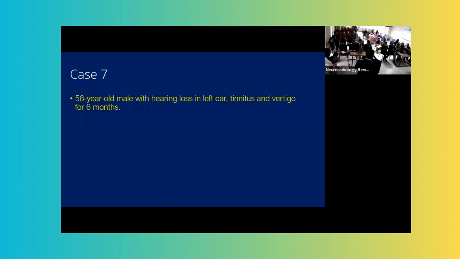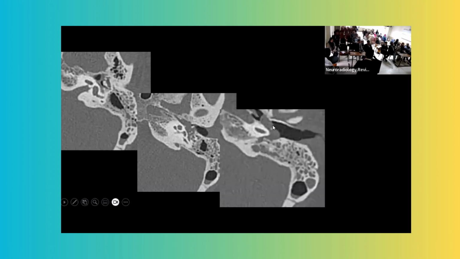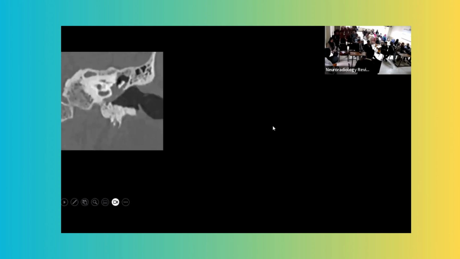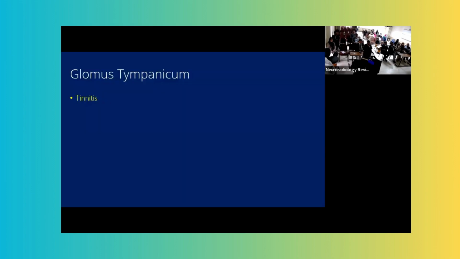Next case is a 58 years old female with hearing loss in the left ear, tinnitus, vertigo. So this is again a temporal bone CT with soft tissue attenuation in the middle ear. But you see that this mass is engulfing the bone rather than destroying the bone. Again, this mass is not causing any mass effect on the bone, not causing any erosion of the bone. So it was basically glomus tympanicum, which is a kind of paraganglioma which arises from the Jacobson nerve.